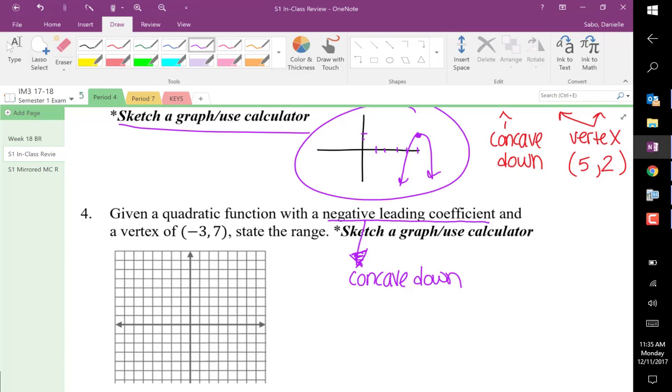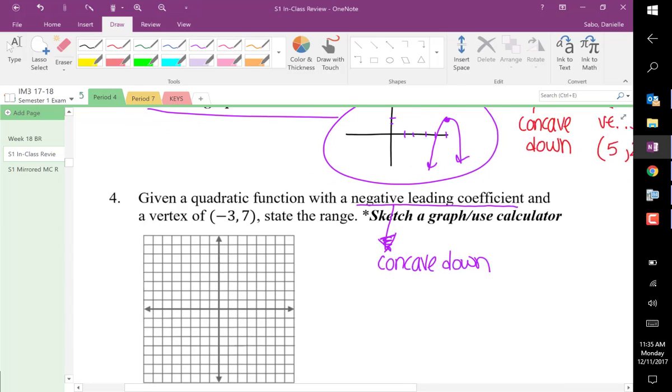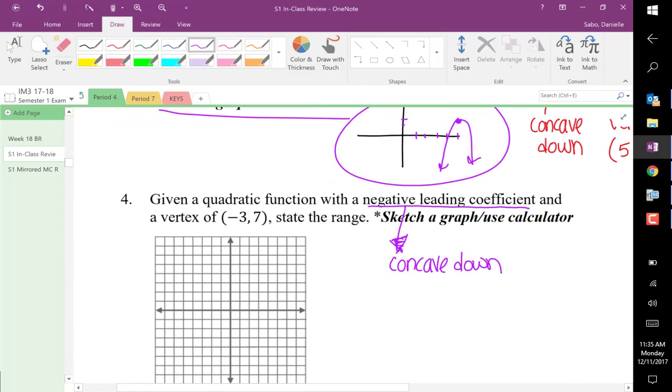Now the vertex is just the point that, if you fold it in half, it would be symmetric. So let's go ahead and plot that. So I have -3, 1, 2, 3, up 7, 1, 2, 3, 4, 5, 6, 7 is about right here. And you told me it's concave down, so I'm just going to draw it down. You don't have to do it exactly like that.